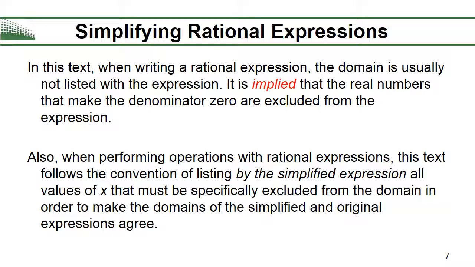Also, when performing operations with rational expressions, the book we use follows the convention of listing by the simplified expression all values of x that must specifically be excluded from the domain in order to make the domains of the simplified and the original agree. So even though on the original they're not going to tell you x can't be whatever, they're saying that's implied by the problem itself. When you simplify it, because you've changed things, you must put the restrictions on the domain by your simplified expression. That's to make sure that the original and the simplified agree.